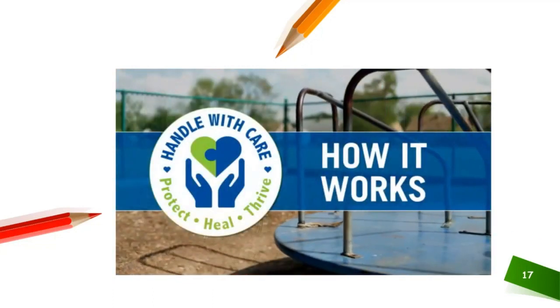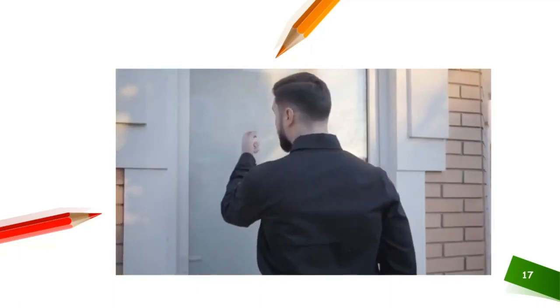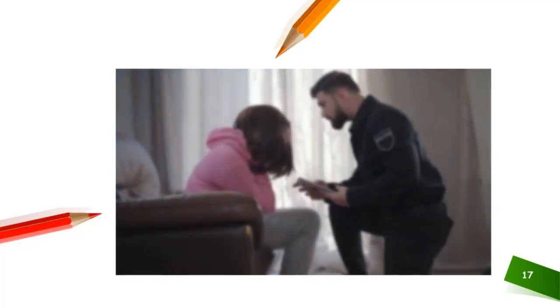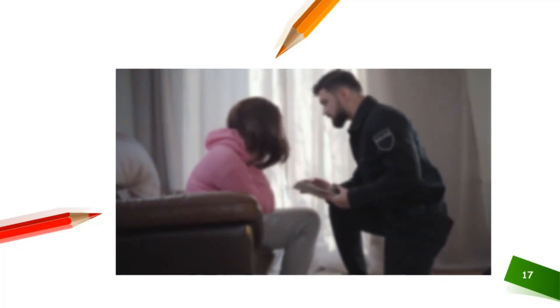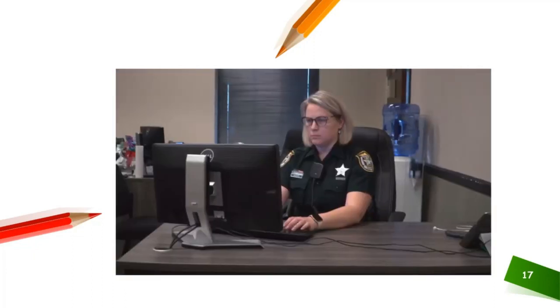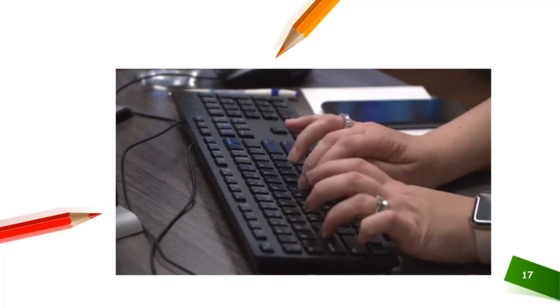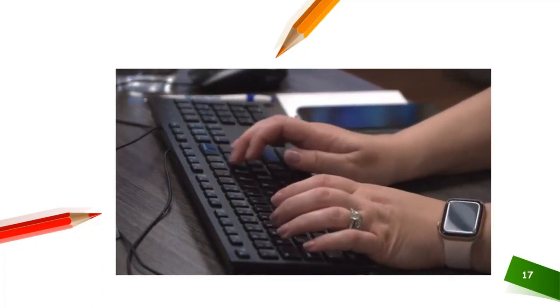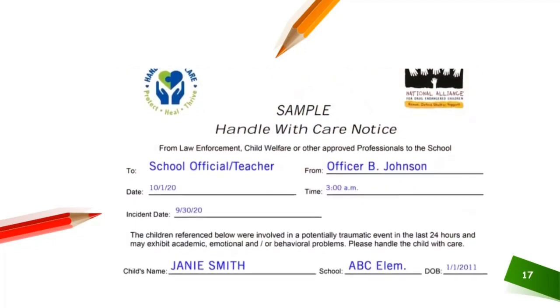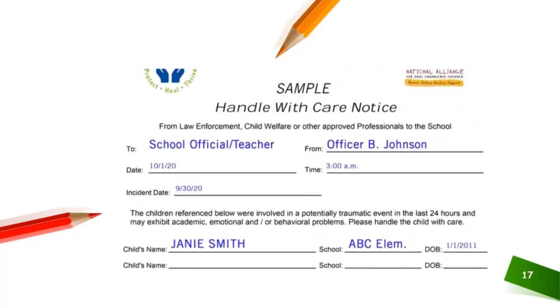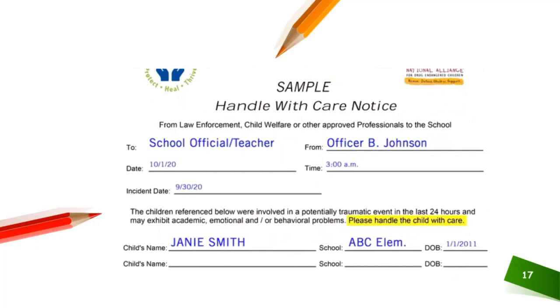Here's an example of how it works. Police or other first responders are dispatched to a potentially traumatizing situation in the community. If a child is present, police identify the child and generate a Handle with Care notice. The deputy just has to fill out a very simple form with the child's name, their date of birth, and the school they attend, and then just basically hit send on their computer. And a message is sent to the school or care provider that simply says, Janie Smith, Handle with Care. That's it. To protect the family's privacy, no other details about the student or the incident are sent.